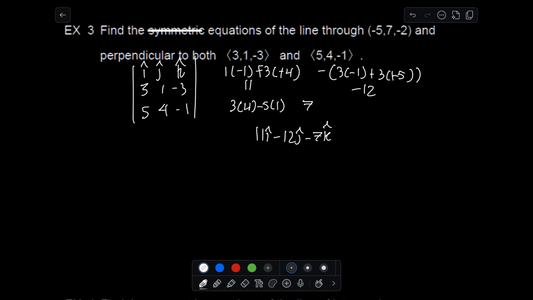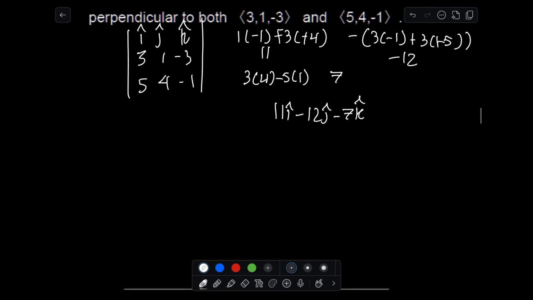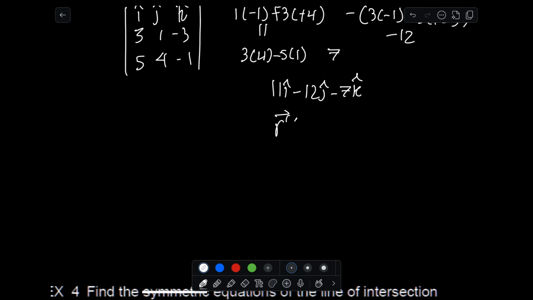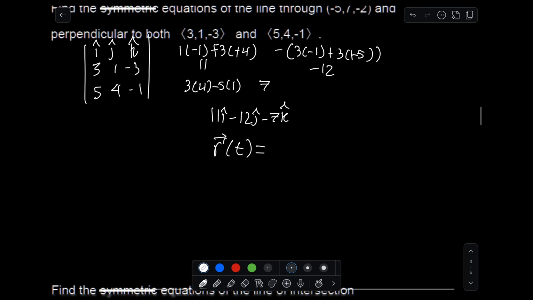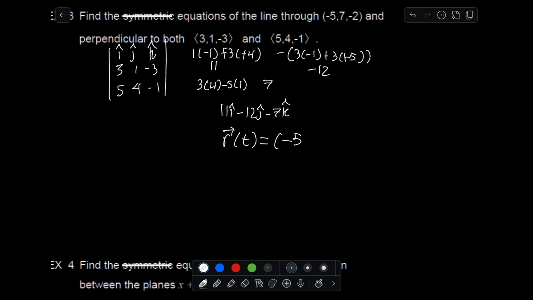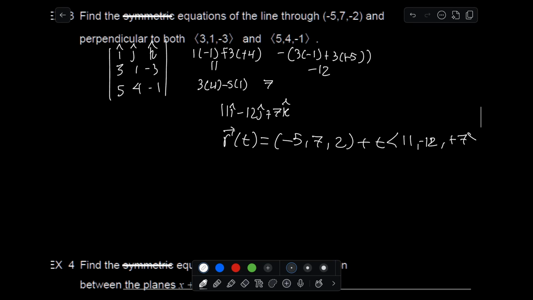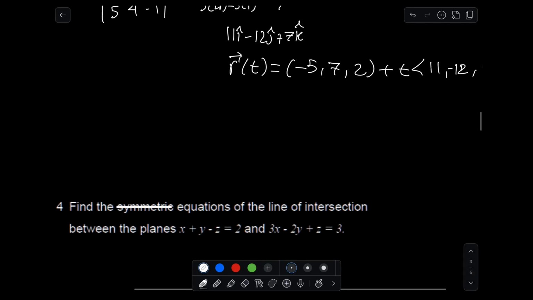Actually, sorry, not tangent, normal to both of them. So that's our direction, right? And then we can plug in our points. We can plug in our point now to solve for this. It'd be r of t equals... should be +7. Yeah, +7. And that's our resultant answer.